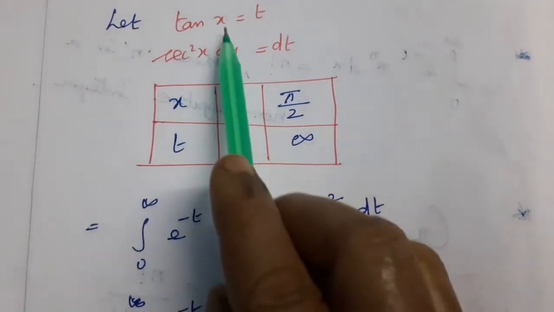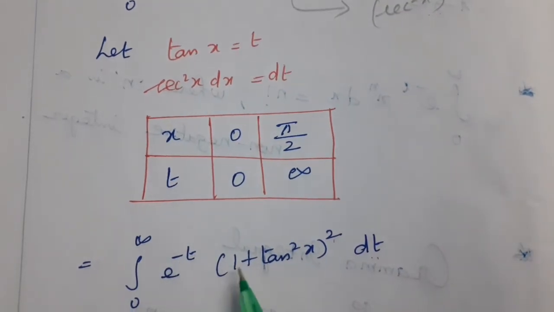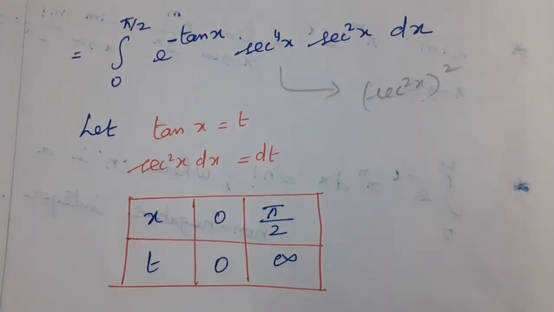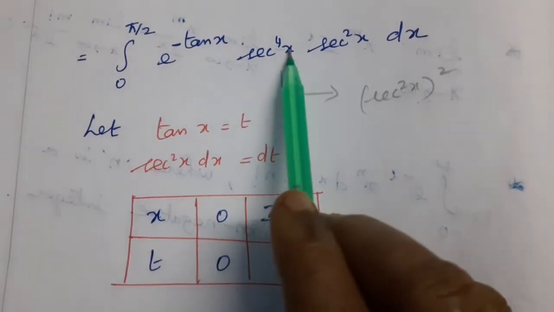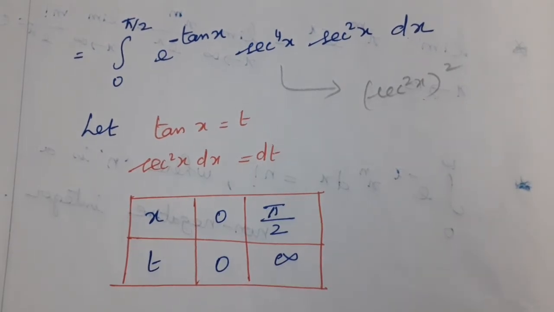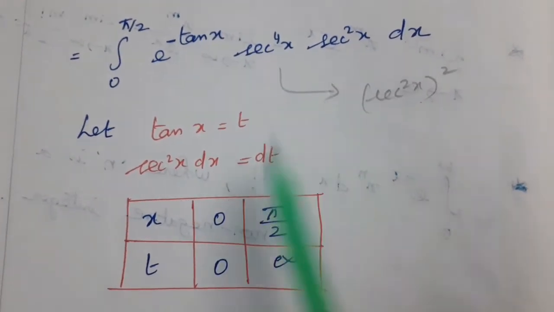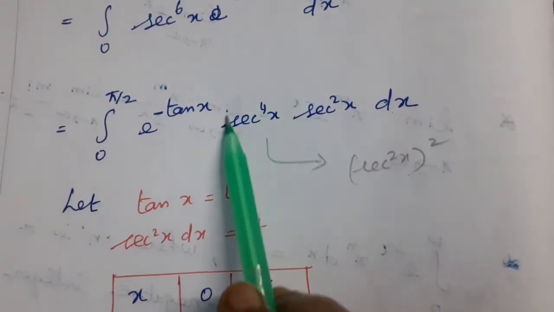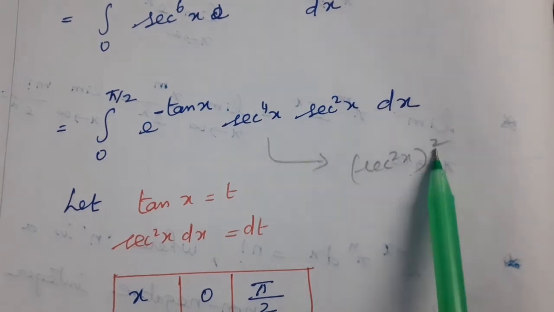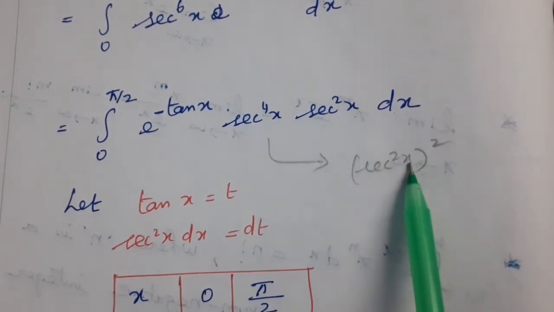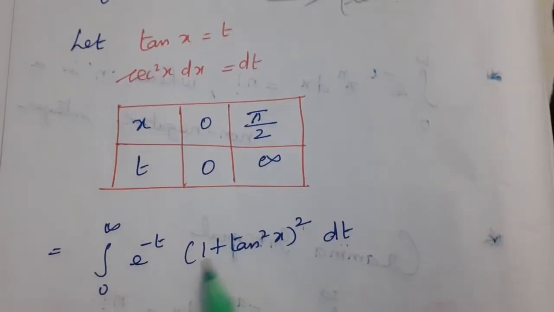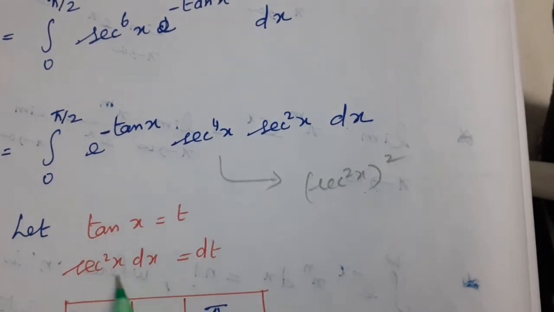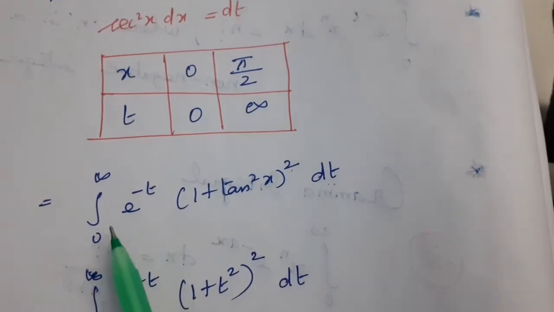Instead of tan x we substitute t. E power minus t, and the secant power 4x is rewritten as secant square x the whole square. You remember the identity: secant square x is 1 plus tan square x. So it is 1 plus tan square x the whole square. What is our dt? dt equal to secant square x dx. So secant square x dx is nothing but dt.